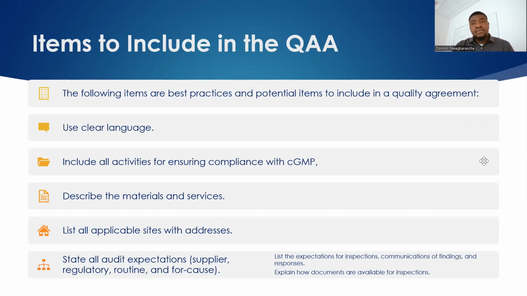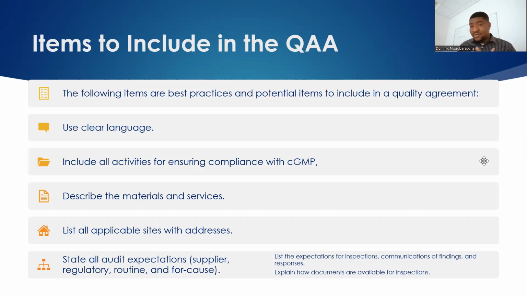The one I think you should always use, for every documentation, as long as we're following a quality management system, is that we should use clear language. The vendor, the supplier, the CMO, the EMO that we are working with must understand what we are documenting in the quality agreement. So we need to use clear language. We need to include all activities that ensure compliance with GMP. Now I'm talking from a manufacturing point of view, right?